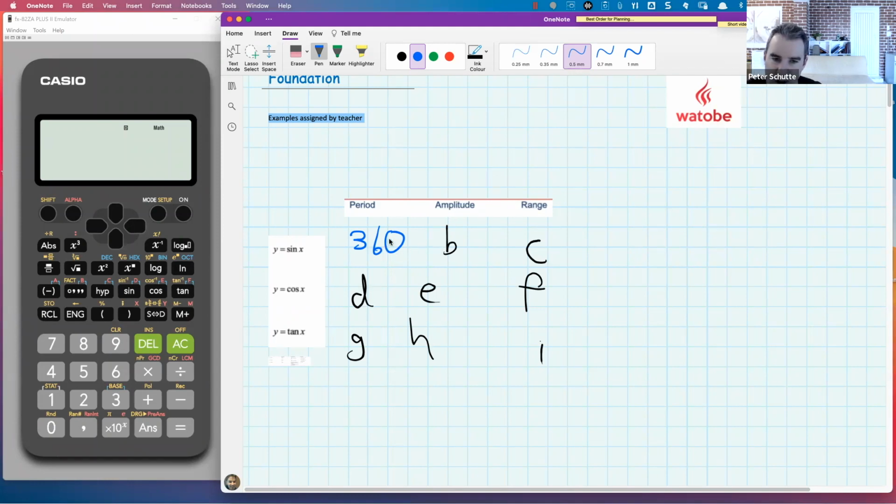We are just trying to write in these values that are going to help us understand how to draw these graphs in the lesson. So far, I've said that the period of the sine graph is 360, the amplitude is going to be 1, and the range is going to be between -1 and 1. So that is for the sine graph. Now, I want to know for D, E, and F, what are the correct values for those things? Because these characteristics are going to help us draw these graphs.